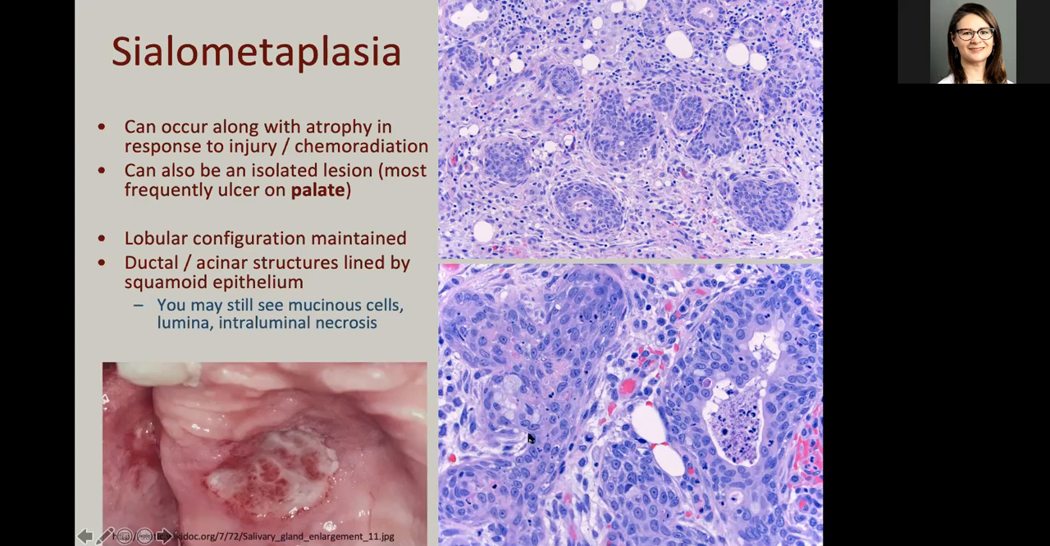that lets you know that you are truly in a salivary gland site. The differential diagnosis histologically might be islands of residual squamous cell carcinoma because of the squamoid morphology of the cells. But when these foci retain the ductal lobular architecture, this is sialometaplasia. Occasionally, it's an isolated ulcerative lesion on the palate, but more frequently, we just see it patchily in the setting of chemoradiation.